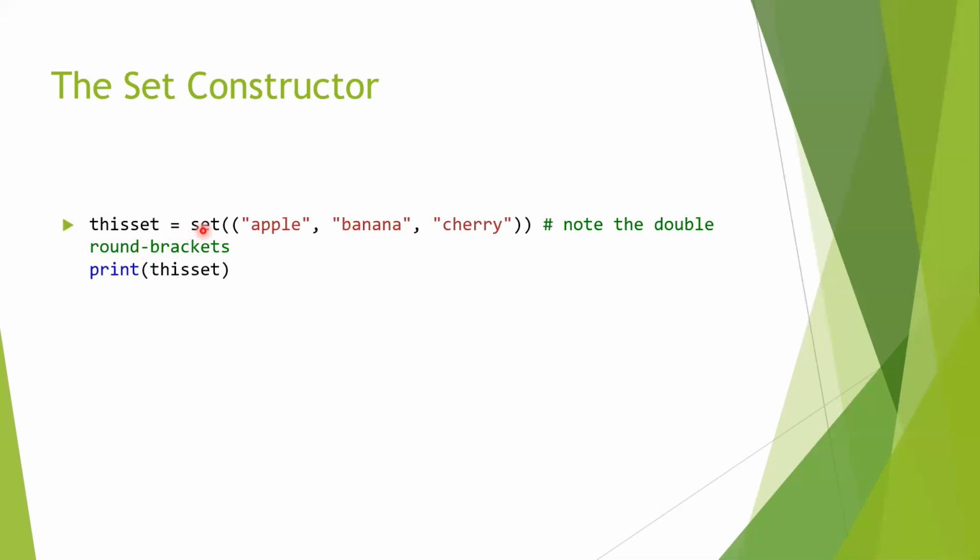Now if you want to use the set command directly, the set constructor, then remember there is no need for curly braces, just use only two small brackets, double round brackets. Okay, if you want to use the set constructor, you don't need to use any curly braces, just use double brackets.